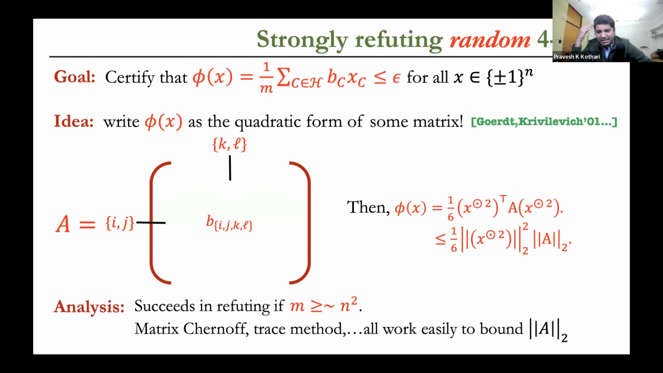And so for such random matrices, you can use one of the many techniques we have to prove bounds on singular values. And you can show that this succeeds in refuting random 4 XOR instances as long as they have at least n square clauses. Okay, that's it. Now you know the Grigoriev-style idea, in case you did not know that before. And so let's move on.